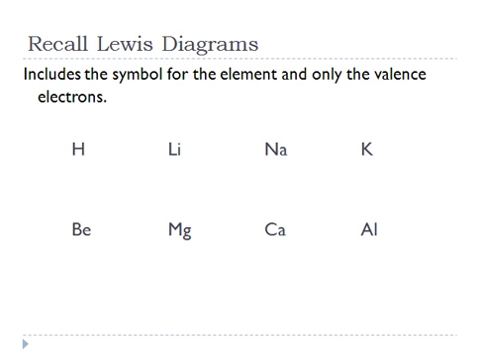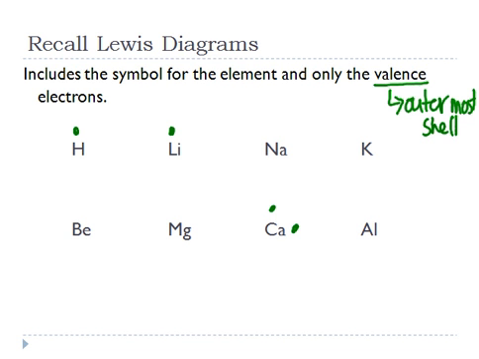So the first thing we're going to look at is Lewis diagrams. Hopefully you remember that this includes the symbol for the element and only the valence electrons. If I look at hydrogen, hydrogen only has 1 valence electron, so we draw 1 dot. Lithium as well only has 1 valence electron, so 1 electron in its outermost shell. Remember that the valence electron is in the outermost shell. If you look at something like calcium, calcium would have 2 valence electrons in its outermost shell. So that's how we draw the Lewis dot diagram.